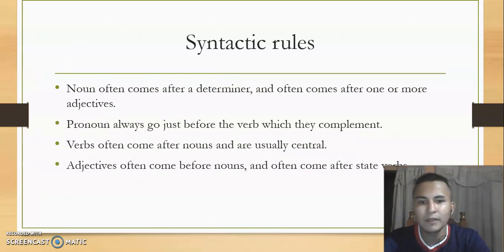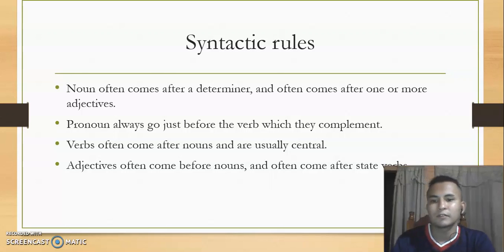Now, we have here syntactic rules. It's important to follow the rules to create the accepted structure and accepted sentence when we are creating ideas, sentences, paragraphs, and texts. First, we have the noun, which often comes after a determiner. We have here the parts of speech that follow their own rules.